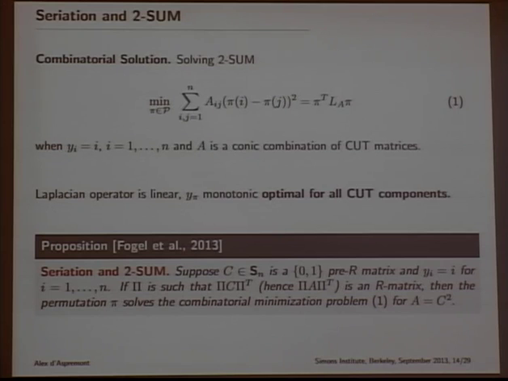And that's it. Okay? So basically what you can show is that when the matrix is pre-R, if you compute its square, then the two-sum problem will solve the seriation problem on the squared matrix A. So the only requirement here, I'm focusing on R matrices, but the only requirement is that your matrix has to be written as a combination of cut matrices. Okay?